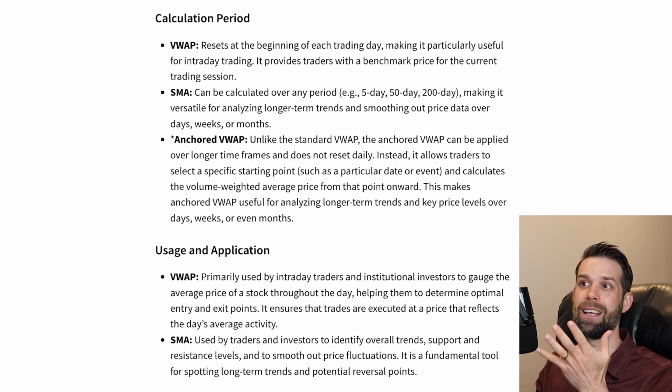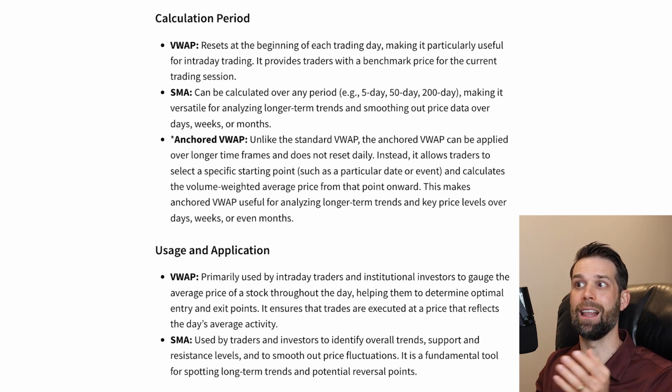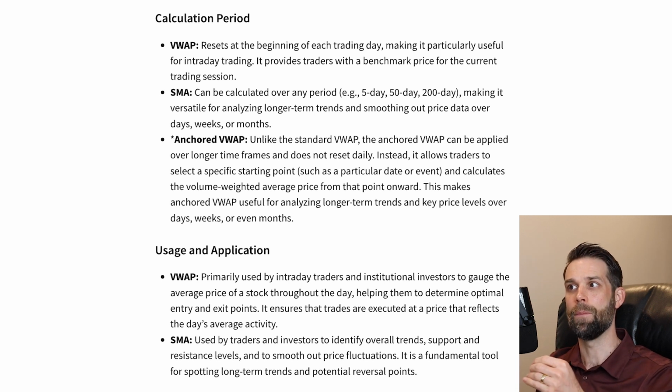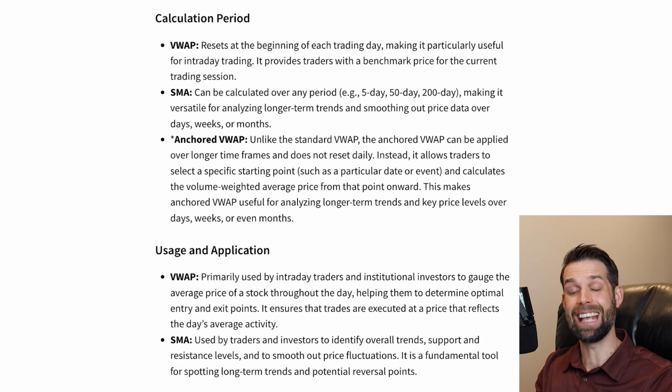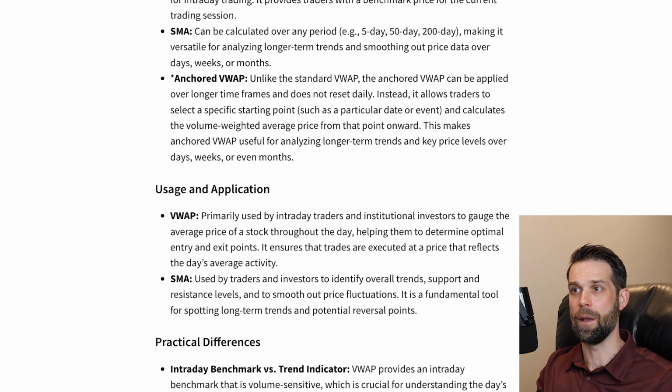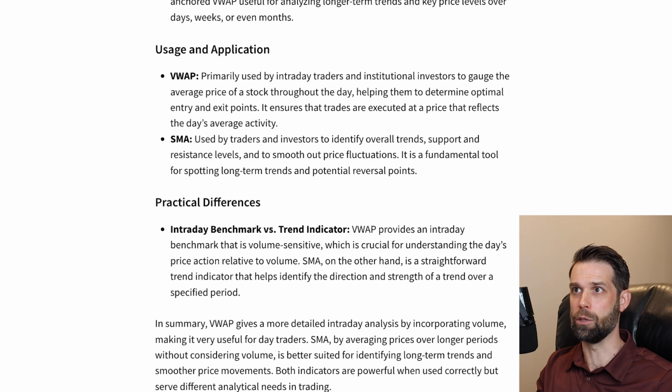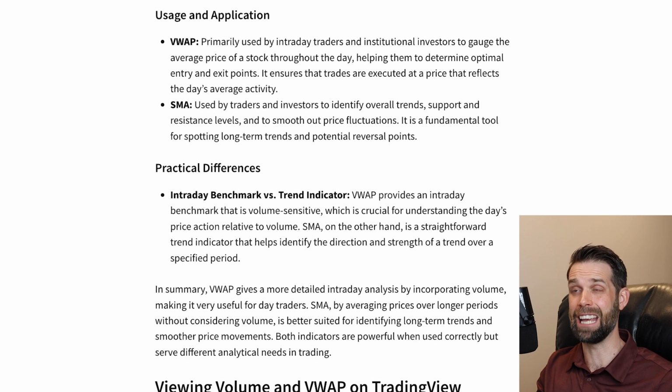And again, this makes the anchored VWAP useful for analyzing longer-term trends and key price levels over days and weeks and months that takes volume into account, whereas a simple moving average just doesn't take the volume into account. So again, usage and application.